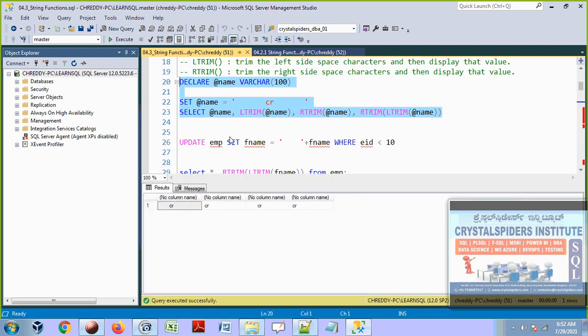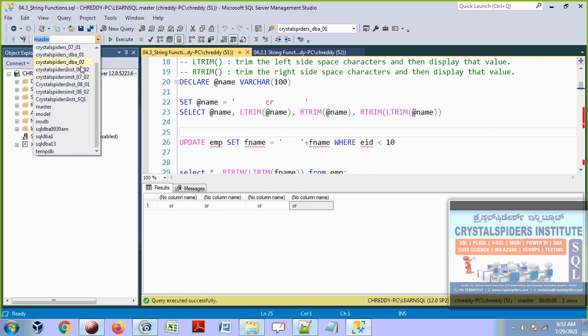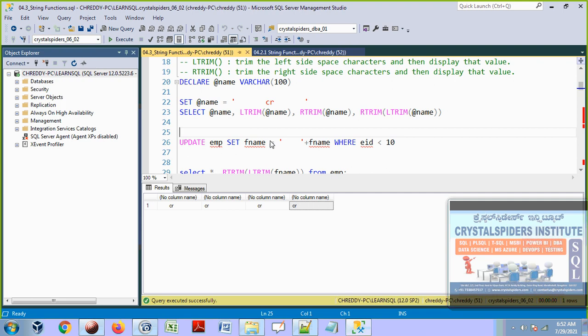See that it is showing up the same thing. Okay, so this is fine. So now here I am going to update some of the employees. Let me connect it to our database. Crystal Spiders Institute 602. So now here I am going to update the employees, their names.